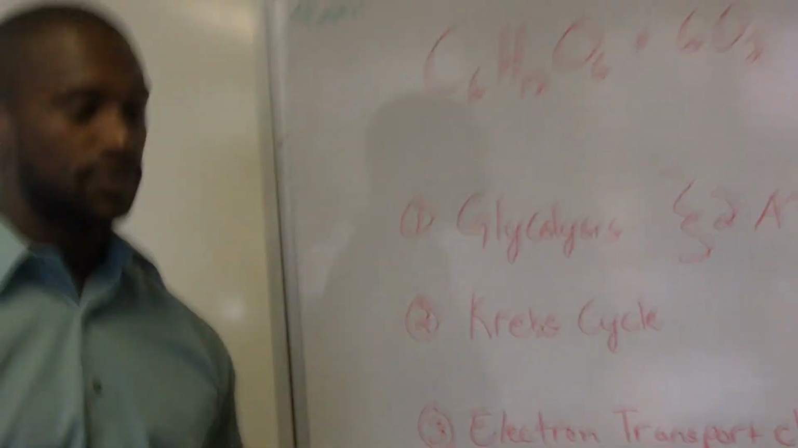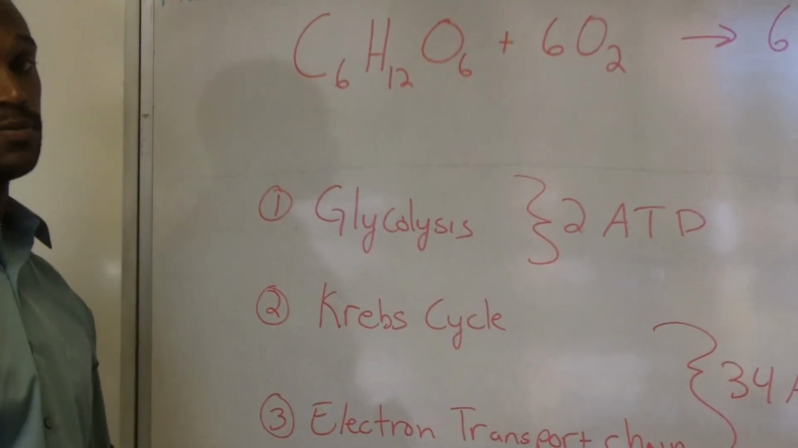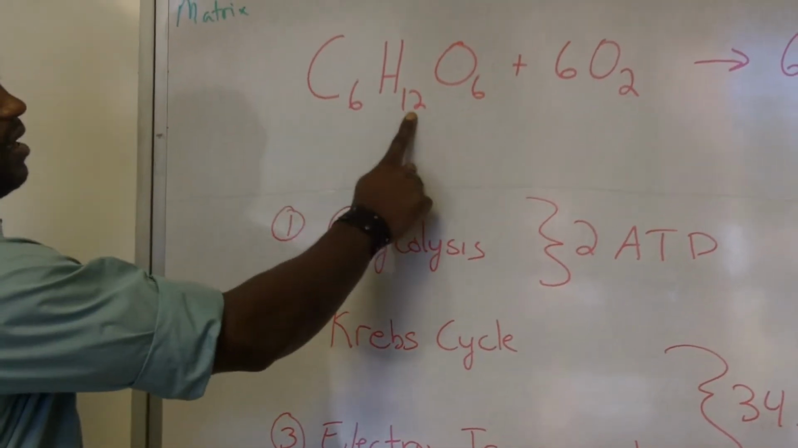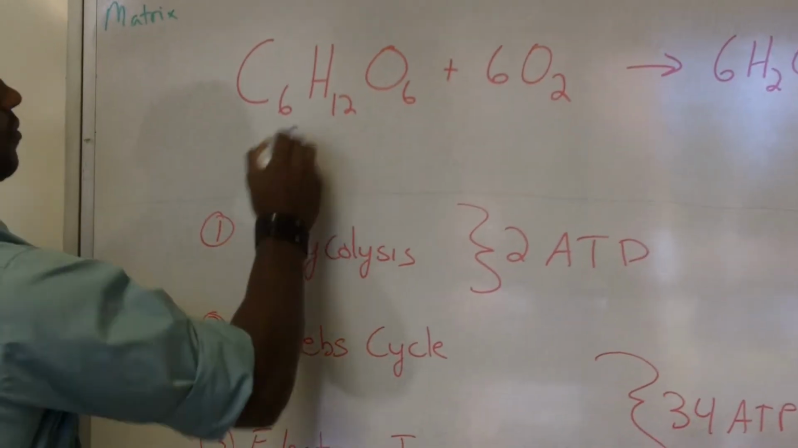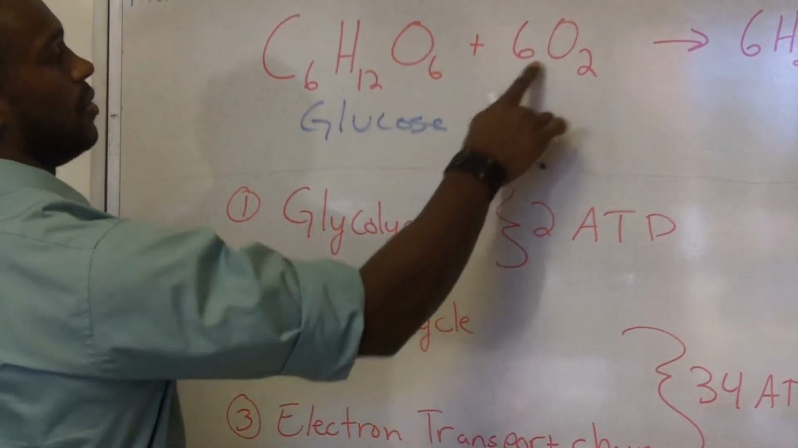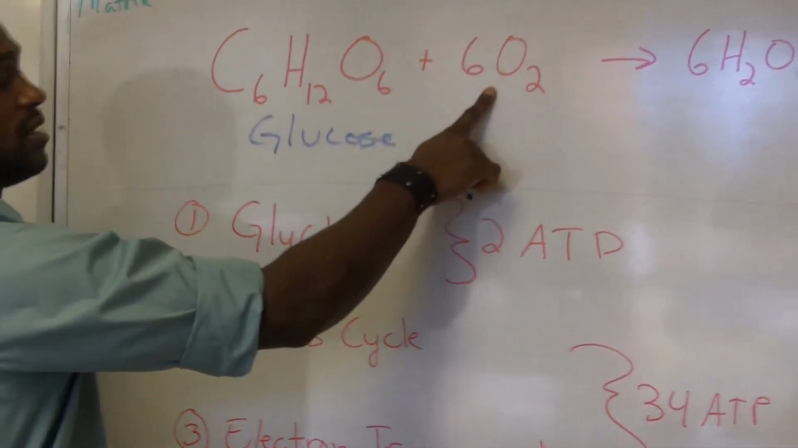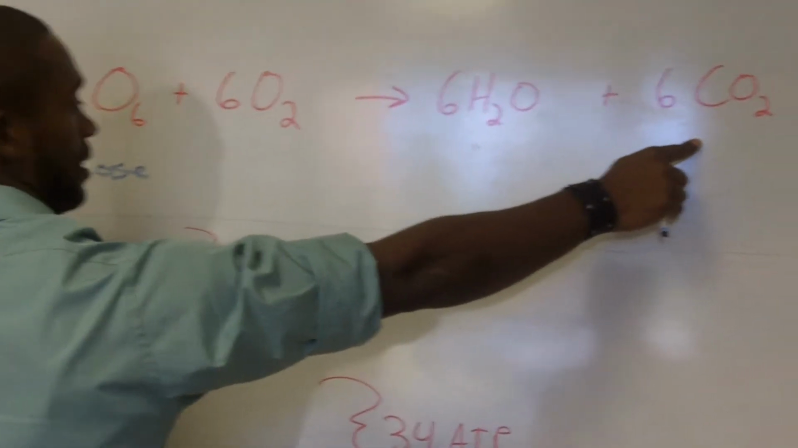Okay, so chapter 9 review. First things first, here's the equation for cellular respiration: C6H12O6, which is glucose, plus 6 breathable oxygens. That reaction will make water and 6 carbon dioxides.